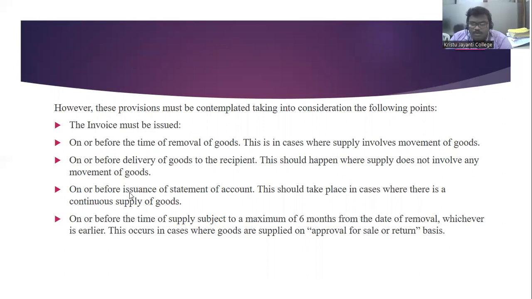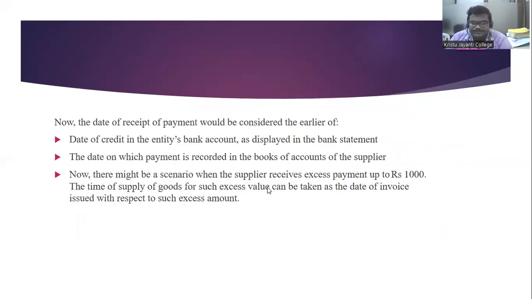Or on or before the issue of a statement of accounts, which applies where the supplier continuously supplies goods. In this case, the invoice should be issued on or before the time of supply, subject to a maximum of 6 months from the date of removal, whichever is earlier. This occurs where goods are supplied on approval for sale or return basis. On this basis it works.